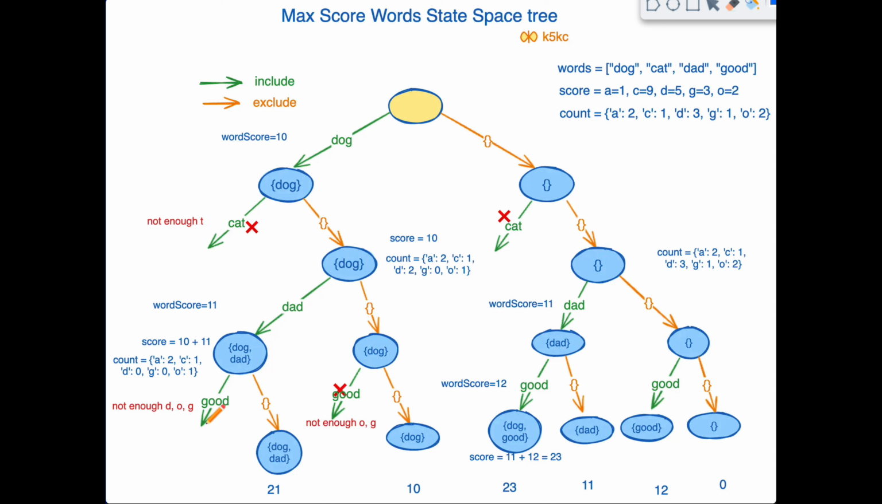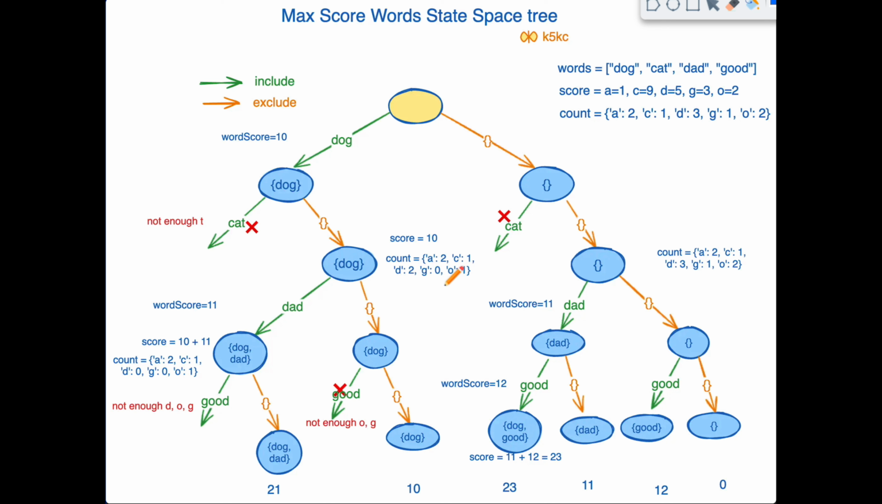So if we look at good, our updated count does not have enough room for it, like all of the letters were missing. So we can't go ahead with good. The score from this will be dog and dad, so it will be 21. Similarly, again here, if we take dog, we still don't have enough letters. If you see, this was the count array after taking the dog.